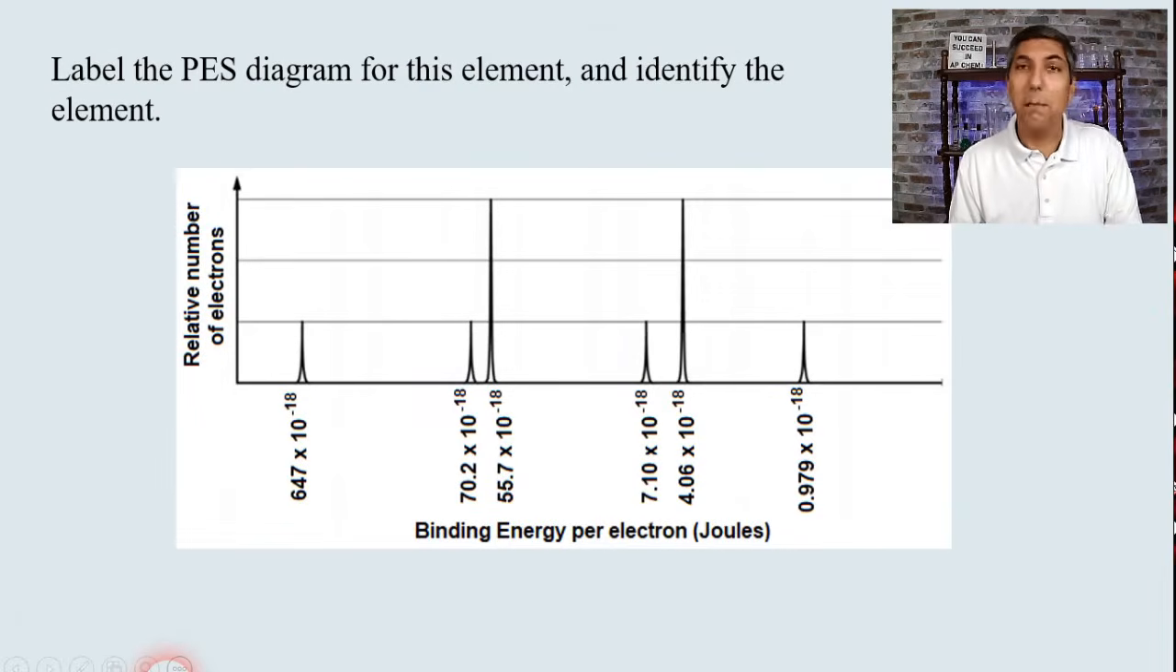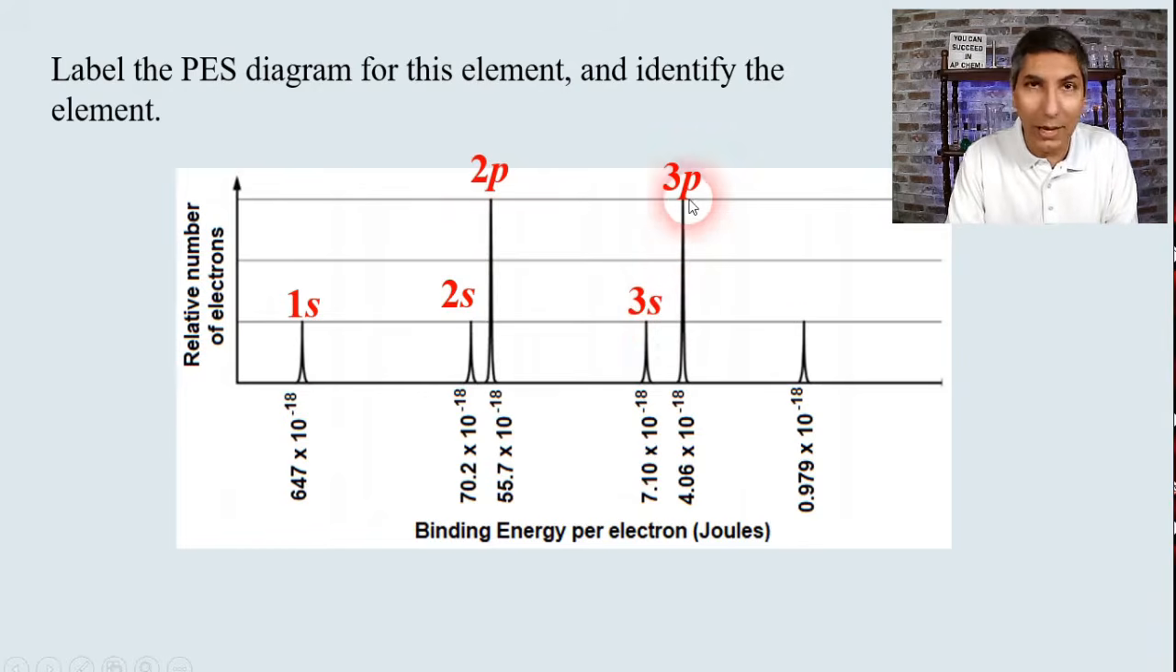Here we have another PES diagram, and the question says label the photoelectron spectroscopy diagram for this element and then identify the element. So like I said earlier, if you can write an electron configuration, you can label a PES diagram. It just goes in order. We start with 1s, and then 2s, and then 2p, and then we have 3s, and then 3p. And I bet you know what's after 3p, right? It's 4s.